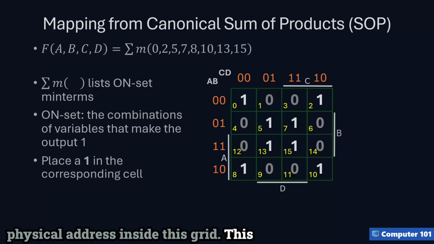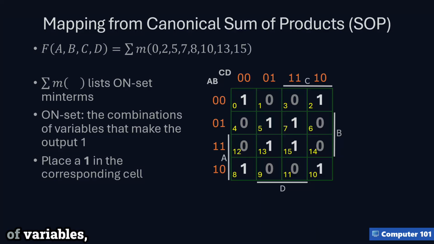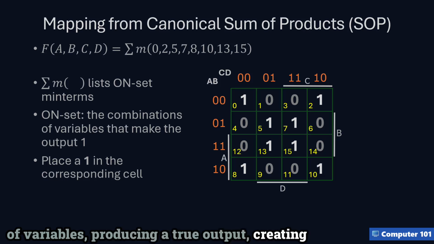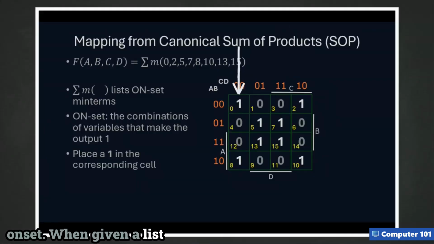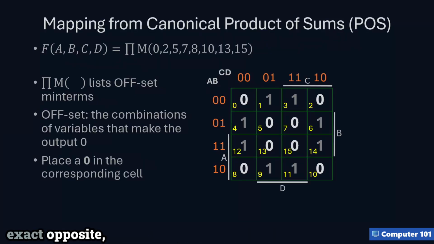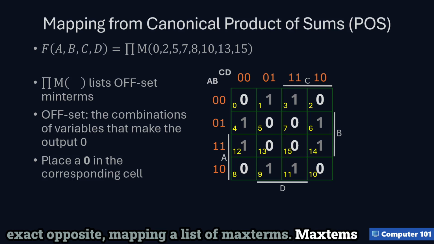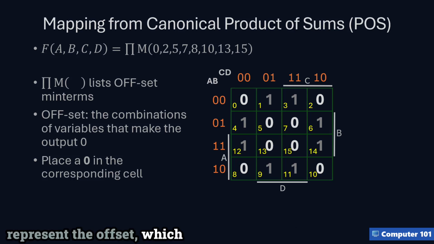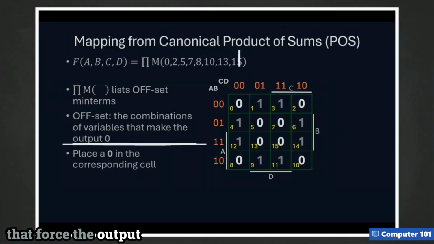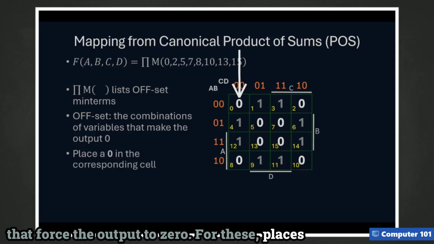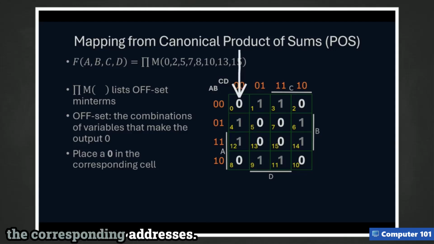This chart shows how to map a list of minterms, specific combinations of variables producing a true output, creating the onset. When given a list of minterms, simply place a 1 in each corresponding cell. This chart shows the exact opposite, mapping a list of max terms. Max terms represent the offset, which are variable combinations that force the output to 0. For these, place a 0 in the corresponding addresses.